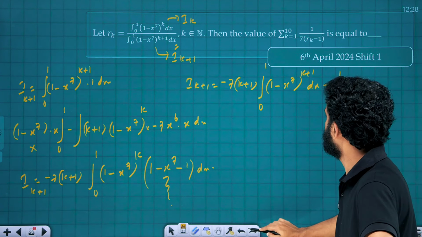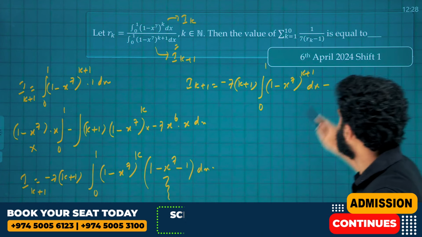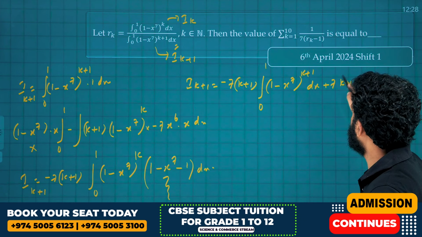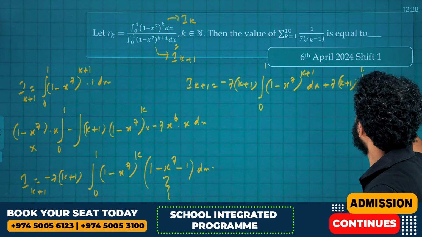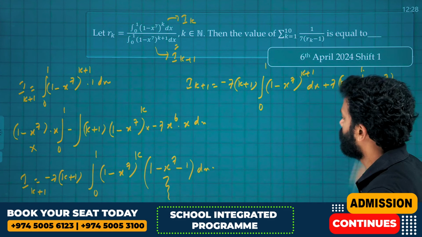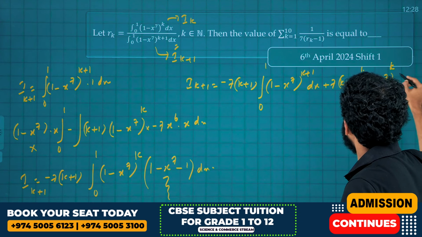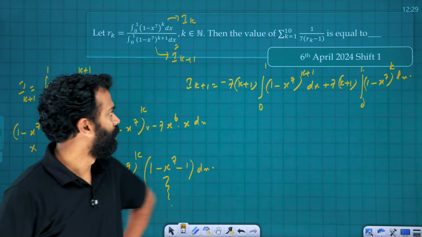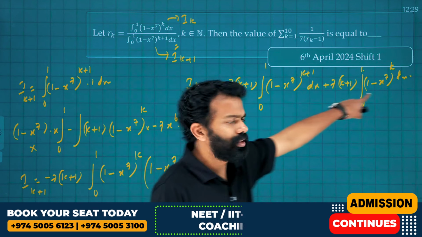See, 7 into k plus 1 is also there. Minus and minus becomes plus, that is plus 7 into k plus 1 into the integral from 0 to 1 of (1 minus x raised to 7) raised to k into dx. So it can be packed like this. Yes, and this is I k plus 1 and this is I k.